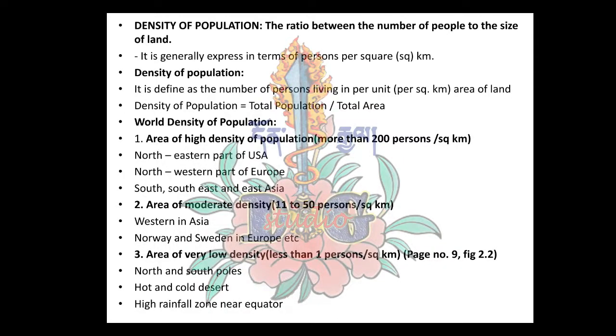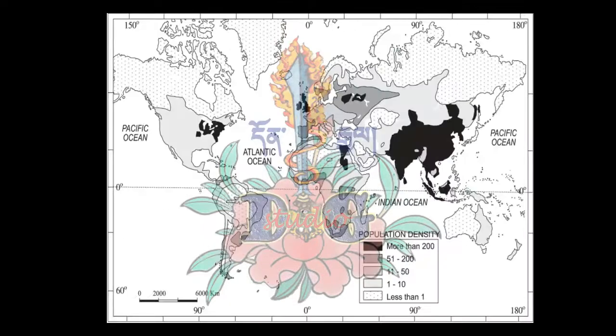That is the high area having more than 200% per square kilometer. Next classification is area with moderate, that means area having 11 to 50% per square kilometers. And lastly, we are going to discuss about the area with low density of population, that means less than 1% per square kilometer.